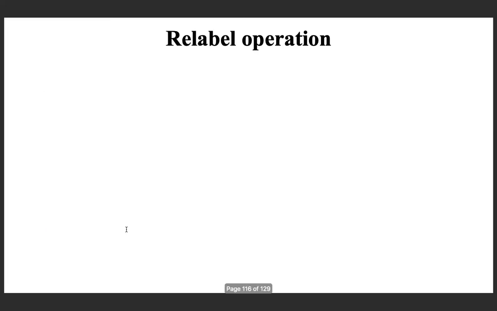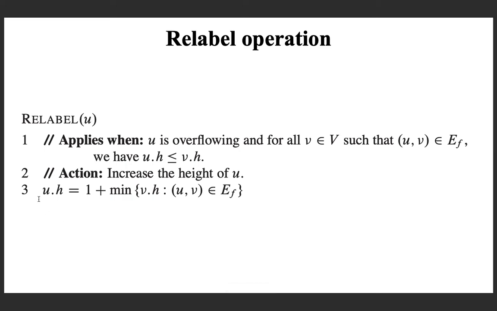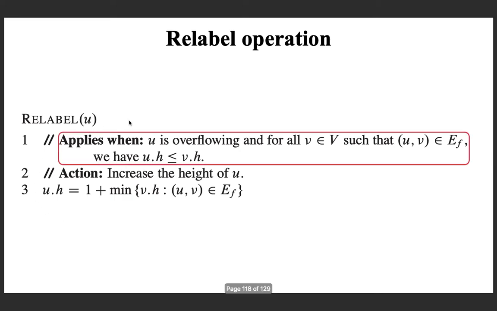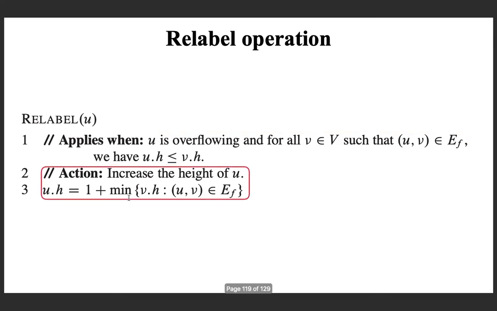Now let us proceed and look at the relabel operation. You want to relabel the height of U, and it applies when U is overflowing. There is an excess flow at U, and all the neighboring vertices have height greater than or equal to that of U. Then you want to make the height of U 1 more than the height of the neighboring vertex having the minimum height. That is what I am saying. You find the minimum height of the neighboring vertices and you make the height of U 1 more than that. So that is the relabel operation.